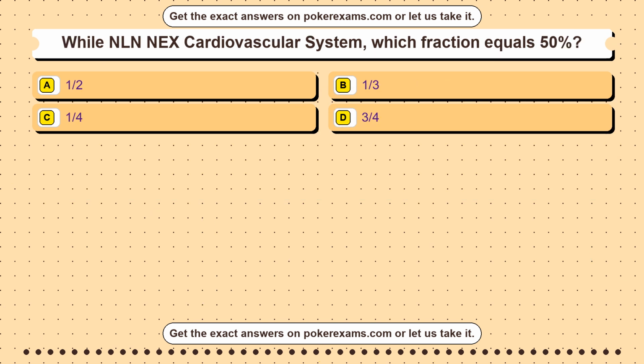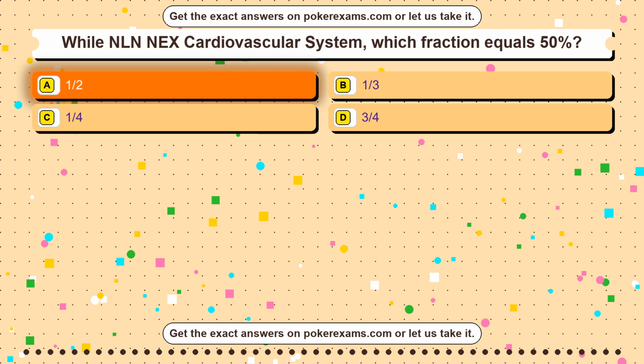Question 17. While NLN NEX Cardiovascular System, which fraction equals 50%? Option A, 1/2. Option B, 1/3. Option C, 1/4. Option D, 3/4. The correct answer is option A. 1/2.